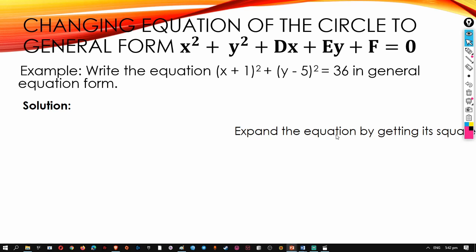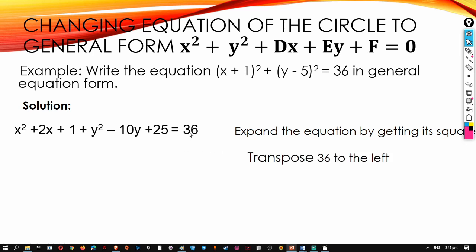So, expand the equation by getting its square. So, kukunin natin yung square ng x plus 1 squared at ng y minus 5 squared. So, we will get x squared plus 2x plus 1 plus y squared minus 10y plus 25 equals 36. Di ba? X plus 1 times x plus 1 is, ayan. Then, y minus 5 times y minus 5, ayan. Next, we are going to transpose 36 to the left. So, lipat natin yung 36. So, magiging negative 36 siya. Dahil nilipat natin, edi equals 0 na siya.